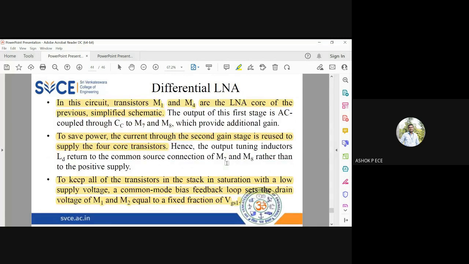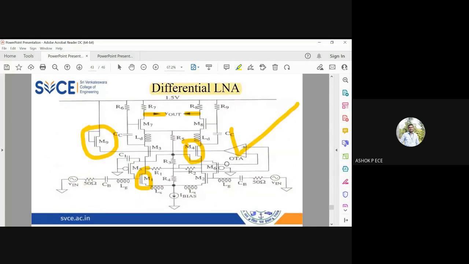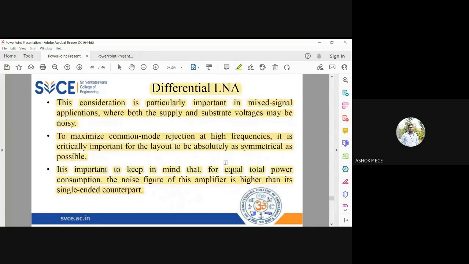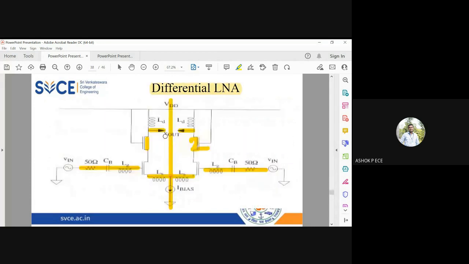So this is the differential LNA structure that we have seen. We have to understand this basic circuit, and you can explain the operation of the differential LNA, and you can say how it is going to effectively reduce the noise and amplify signals at high frequencies.